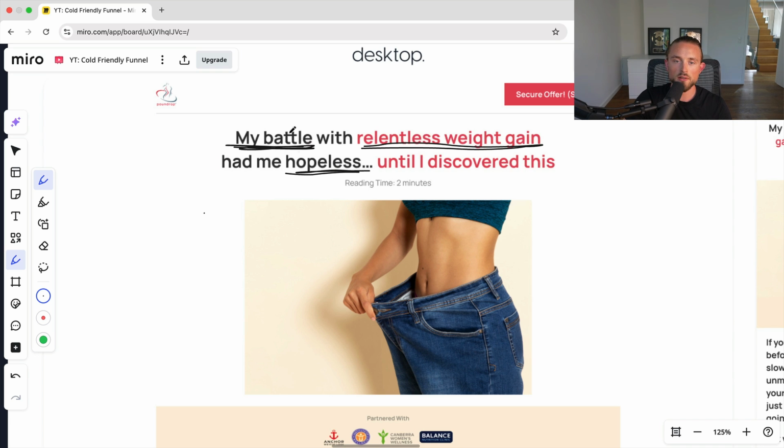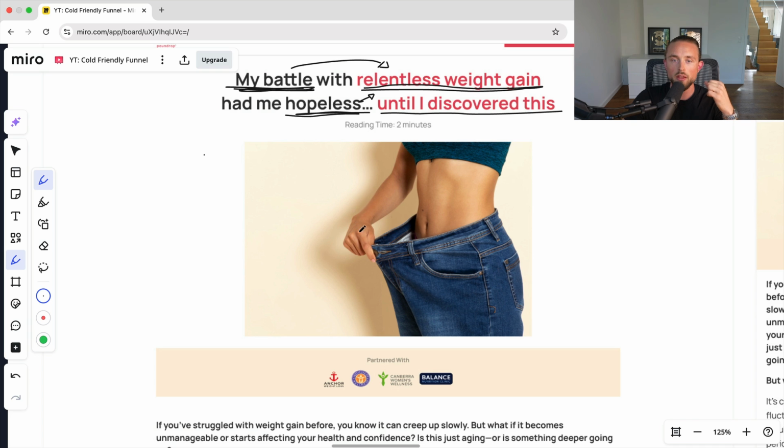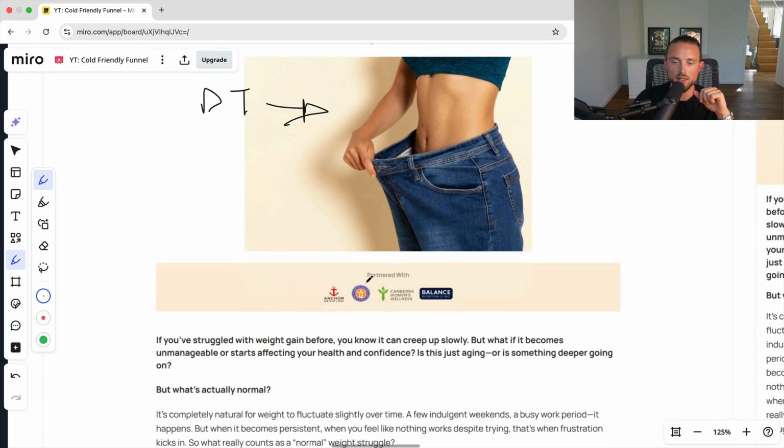So we have two different mechanisms, right? "My battle" and "hopeless," that both tie into the pain point of relentless weight gain and really agitate the problem that they're facing right now. And then the second part of the hook is "until I discovered this," meaning we give them a sense of hope, right? And then what you see here in the image is the desired transformation, right? Of them losing weight and being skinny.